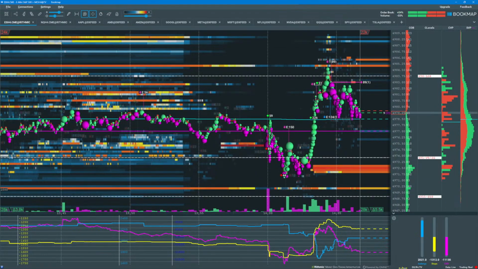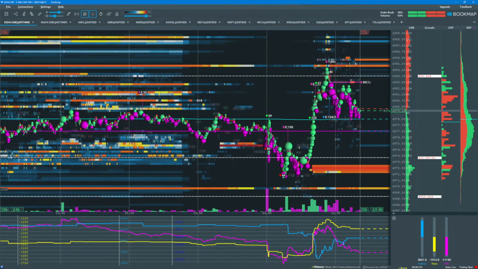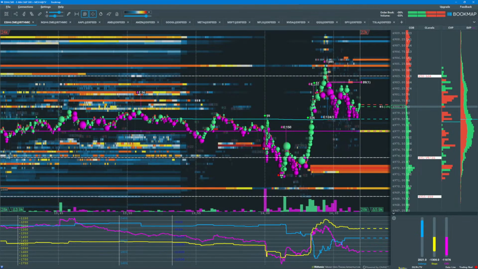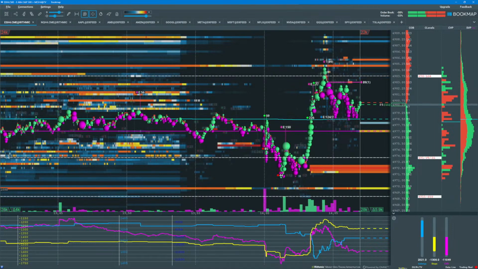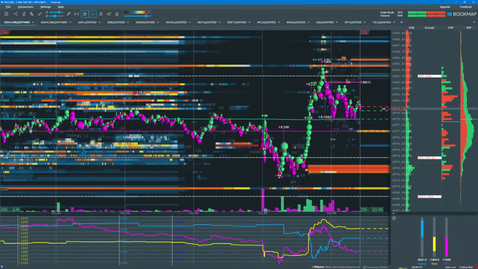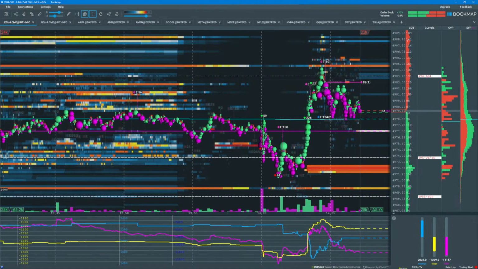So again, same levels in play for today. $495 to $496. All right, I'm going to move on to NVIDIA. We'll come back to this in just a minute.